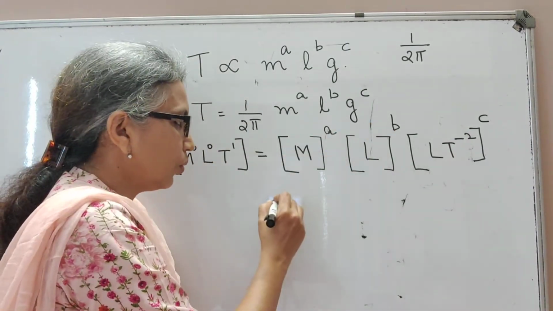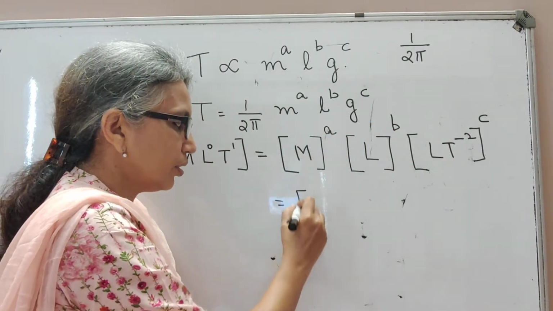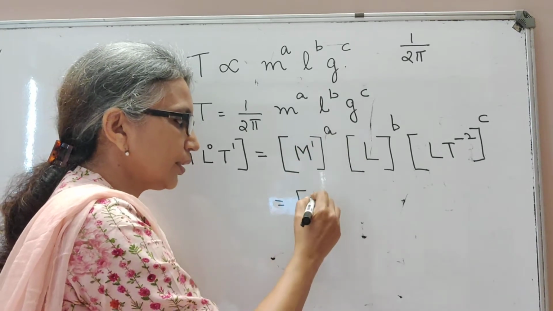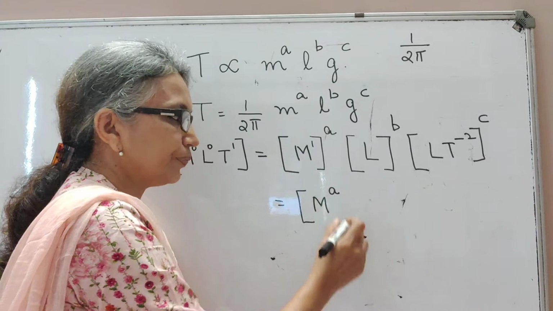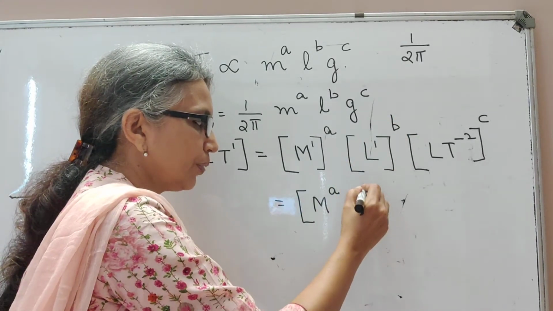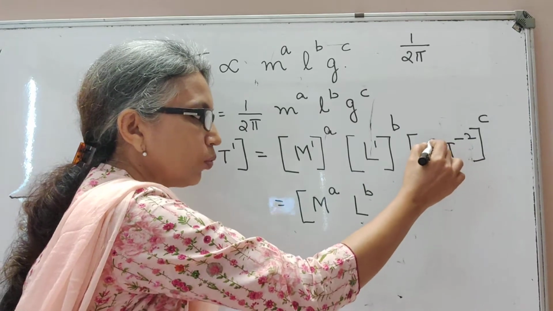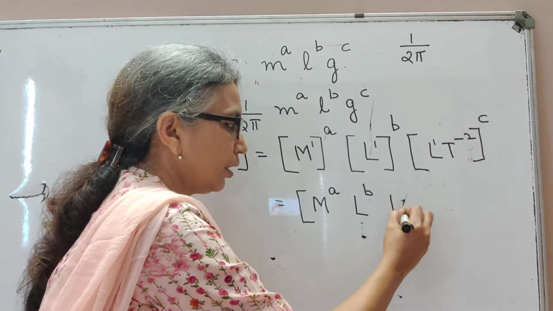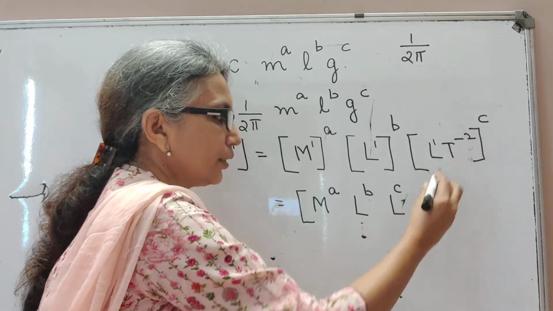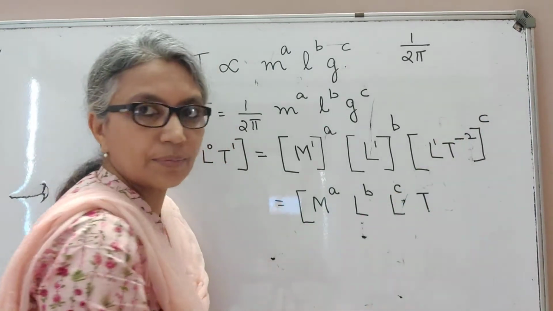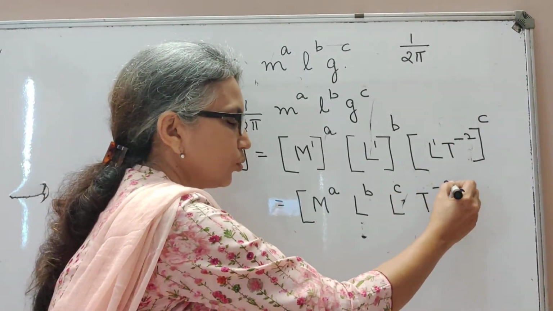Now I'm going to club all this together. This is power 1, right? So 1 into A is M raised to A. This is also power 1. So 1 into B is L raised to B. This is power 1. So 1 into C is C. So this will be L raised to C, and T raised to minus 2 into C is minus 2C. So minus 2C.